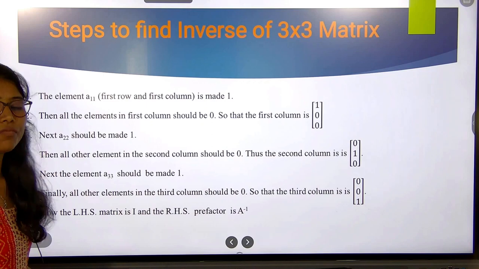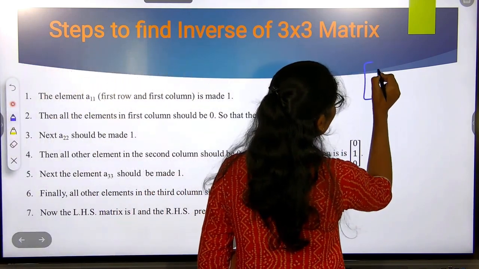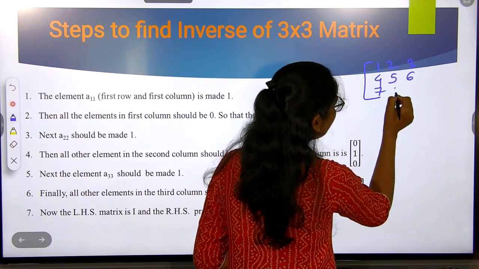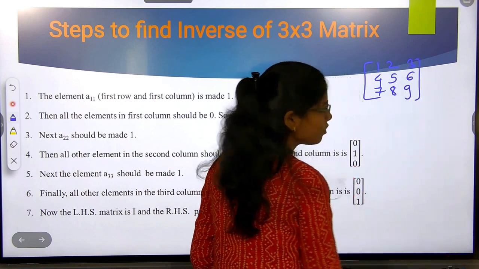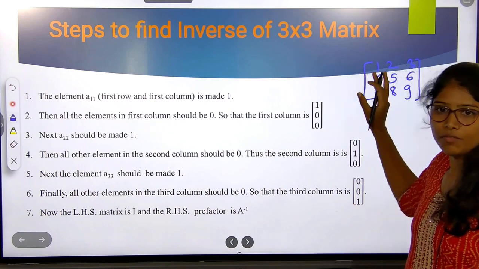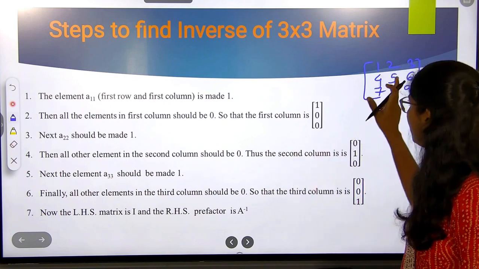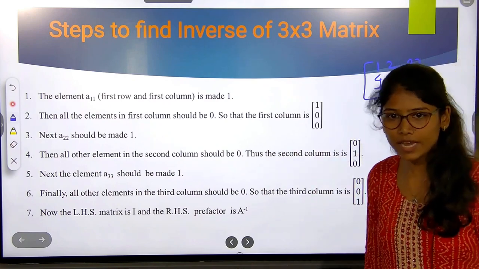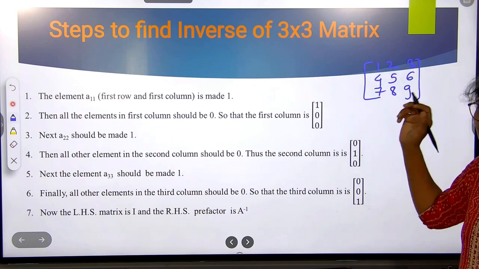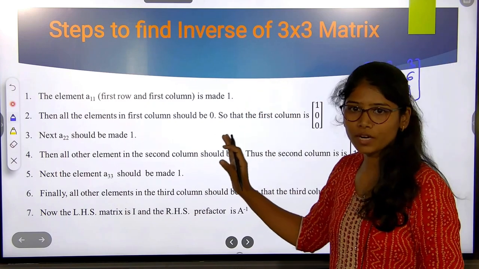Steps to find inverse of 3 by 3 matrix. What are the steps here? Suppose your matrix is 1, 2, 3, 4, 5, 6, 7, 8, 9. First condition is important, find out determinant of this matrix. If determinant of this matrix is 0, then inverse does not exist. If it is not equal to 0, then inverse exists and it should be n cross n order. So here order of this matrix is 3 by 3, so we can find out inverse of this matrix. So what are the steps to find out inverse?